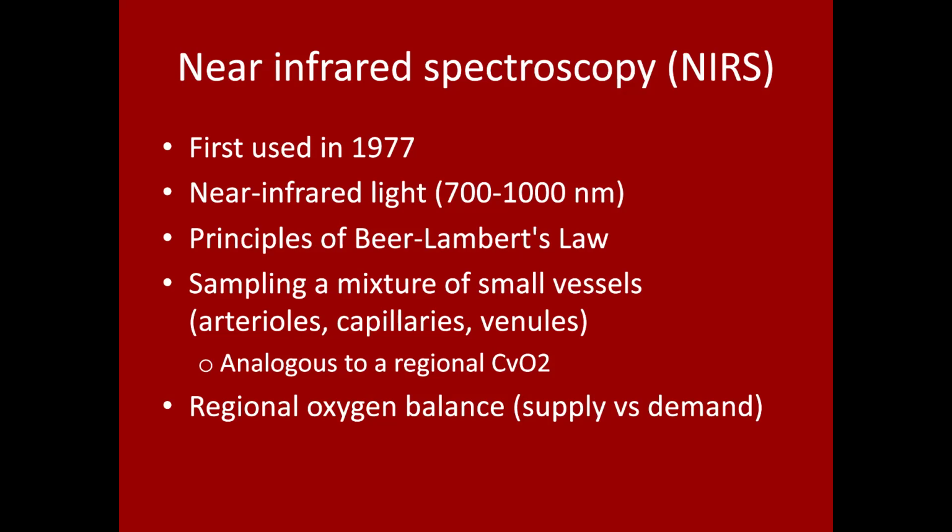But the difference between pulse oximetry and near-infrared spectroscopy is that NIRS is trying to sample a mixture of small vessels in the peripheral skin and the superficial layers of our tissues. And that includes arterioles and capillaries and venules. And so as opposed to just trying to determine a pure arterial oxygen content, NIRS is actually more analogous to a regional central venous oxygen saturation. That is, it's looking at how much oxygen is delivered and how much oxygen is extracted. And so it's really a nice measure of regional oxygen balance, which is valuable and distinct information from what we get from a pulse ox.